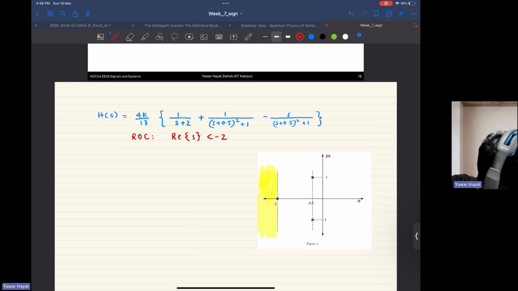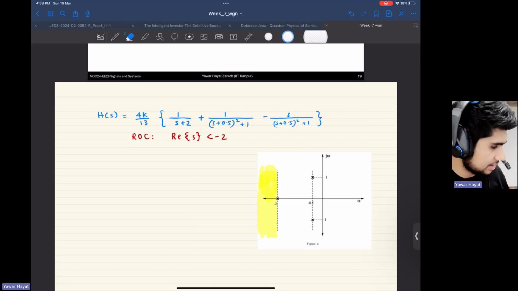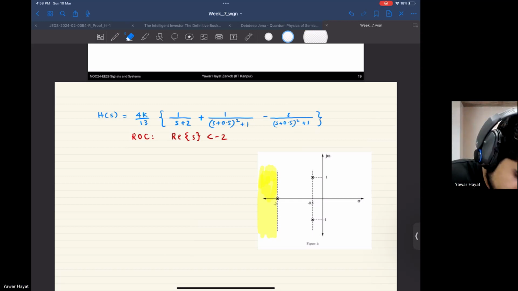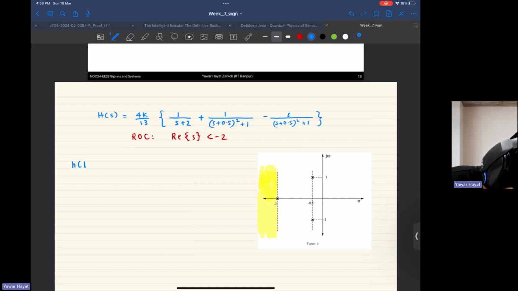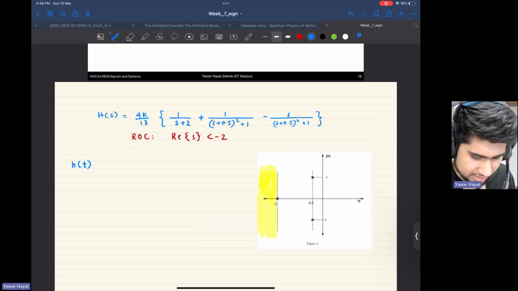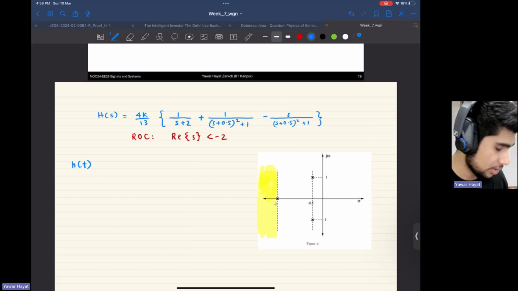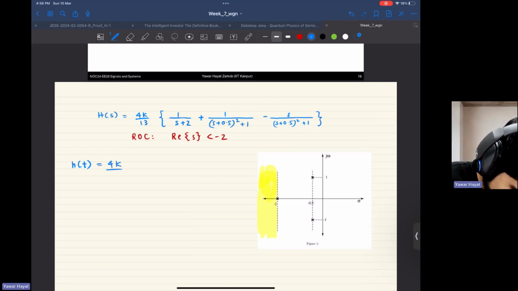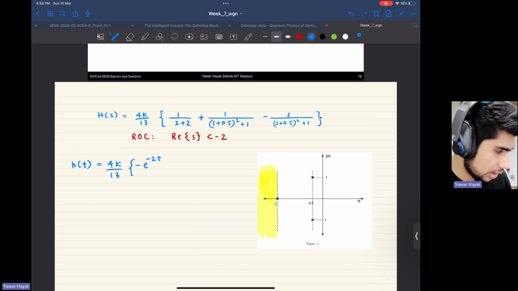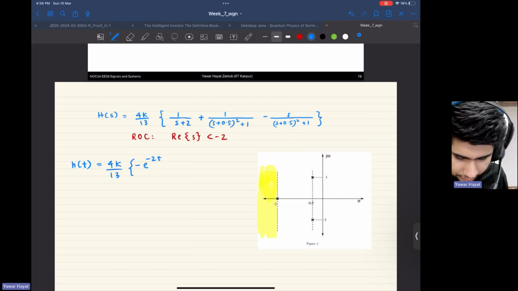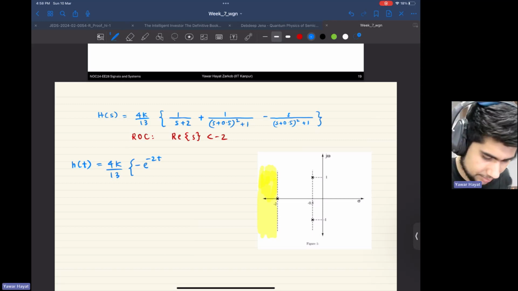So what should the answer be? We already discussed this many times in this session, so I'll just directly use it. Because the ROC is real part of S less than minus 2, for this 1 by S plus 2, the inverse Laplace transform would be, 4k by 13 is anyway a constant, minus exponential of minus 2t, right? And then there is this u of minus t as well. I'll take that common throughout, because that would be the case for all these expressions.